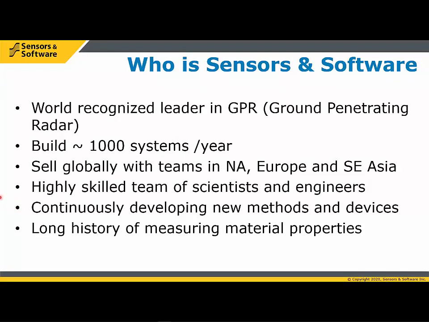So who is Sensors and Software? We're a company that is specialized in designing and building ground penetrating radar systems, and we have a whole family of products which we build and ship around the world to various technical, scientific, engineering, and related type users. We build about 1,000 systems a year, so we have a good handle on what it takes to make these things work properly. One of the things that we do have is a highly skilled team of scientists and engineers who really dig into the fundamentals of making the kind of measurements we're talking about today. We're always developing new methods and devices, and we have a long history of measuring material properties and understanding the properties of various kinds of materials and what is important and what isn't. So that's Sensors and Software in a nutshell.